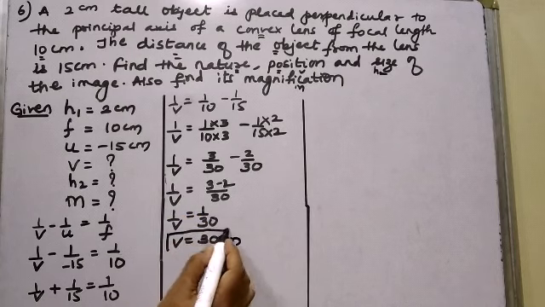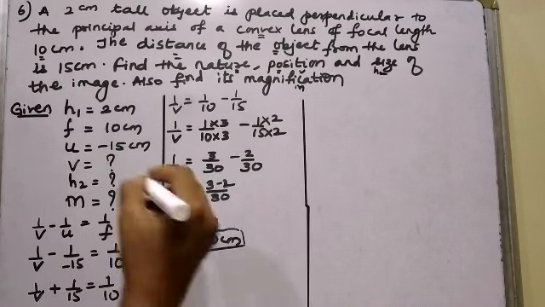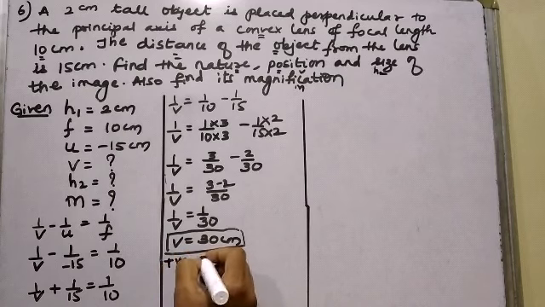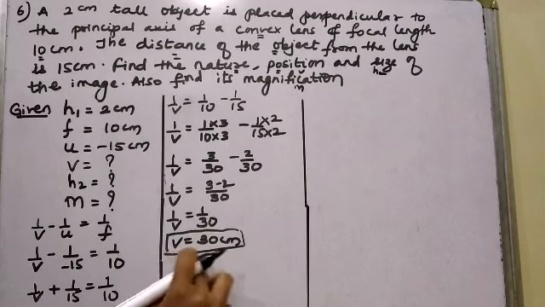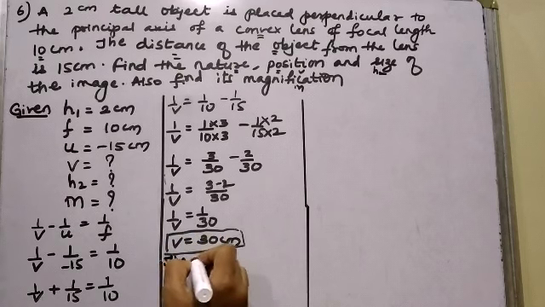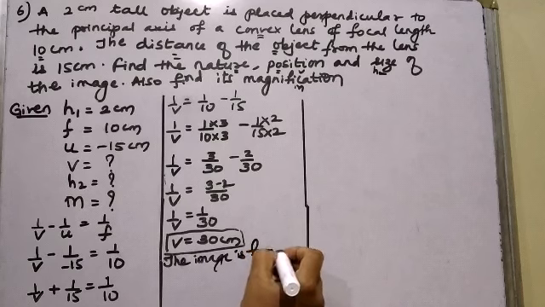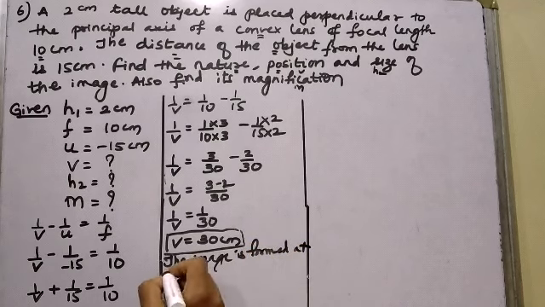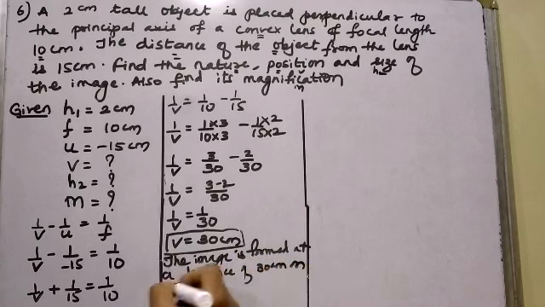What does the positive sign of V indicate? That the image is formed on the right hand side of the lens. So the positive sign means that the image is formed at a distance of 30 centimeters on the right side of the lens.